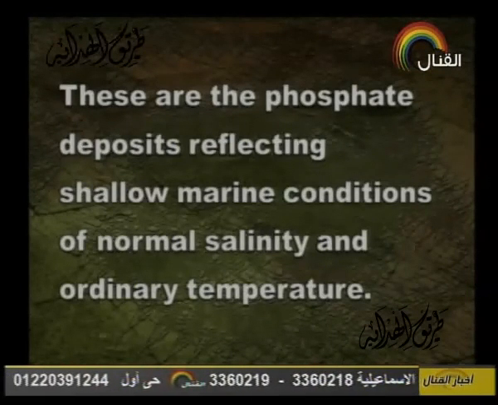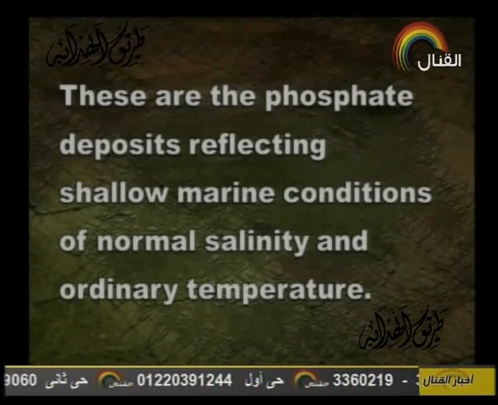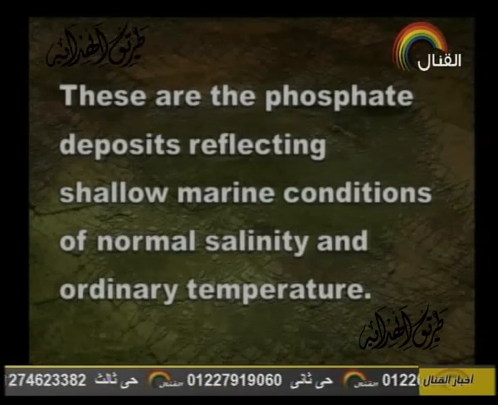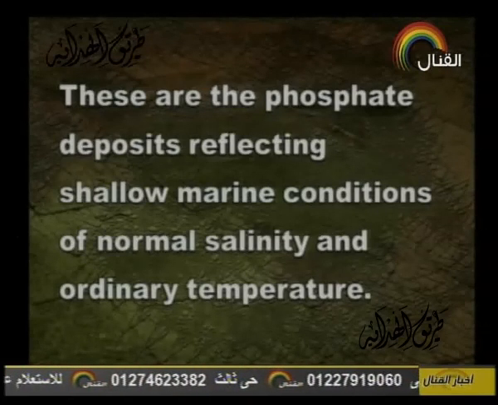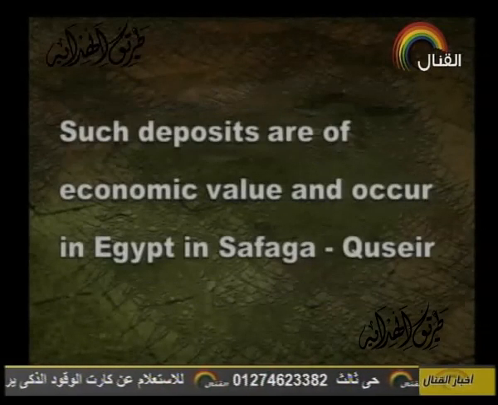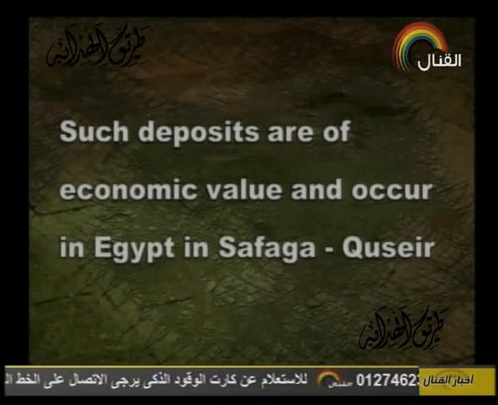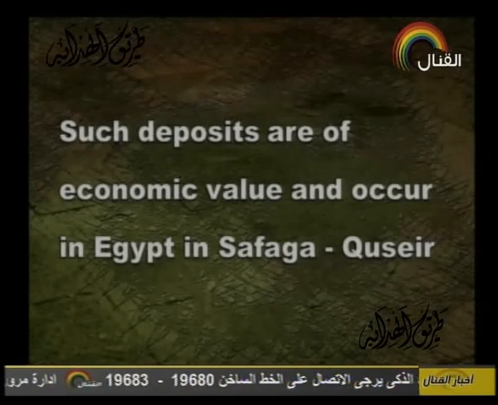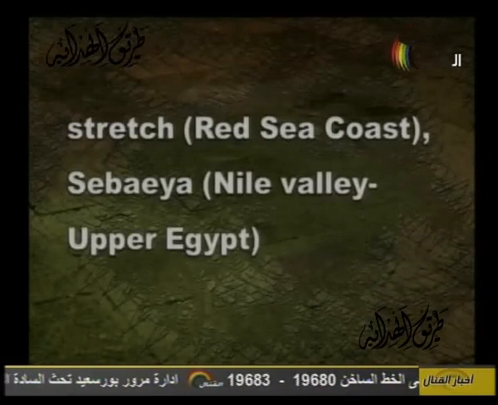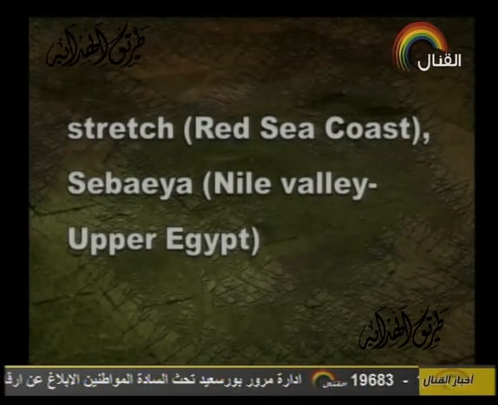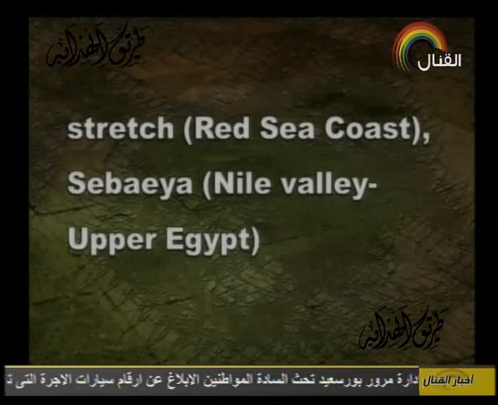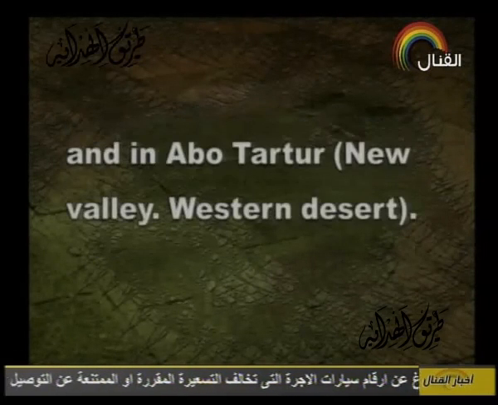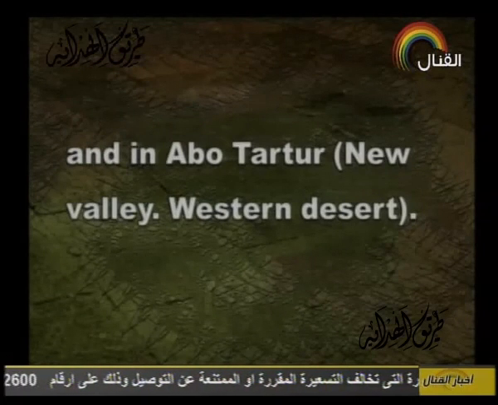These are the phosphate deposits, as we said, reflecting shallow marine conditions of normal salinity and ordinary temperature. Such deposits are of economic value and occur in Egypt in the Safaga and Qusayr stretch in the Red Sea coast. Also we find them in Sabaya, in the Nile Valley area in Upper Egypt, and also in Abu Tartur, New Valley, Western Desert.